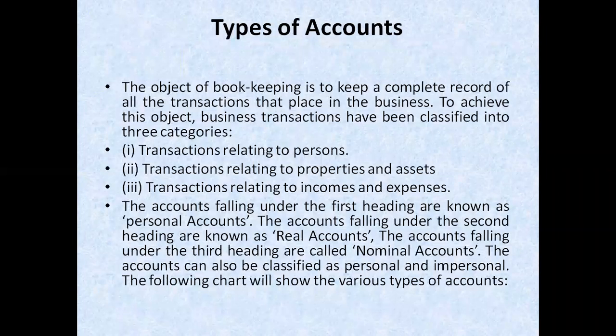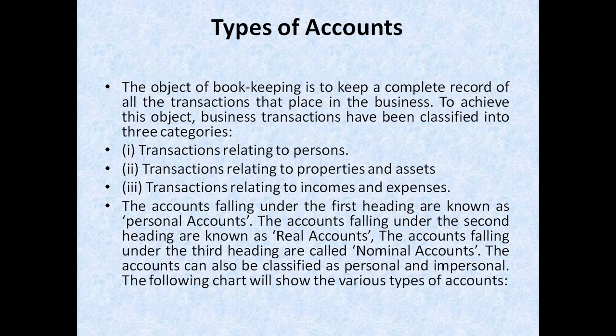So types of accounts. Basically, the object of bookkeeping is to keep complete records of all transactions that take place in the business. Every business has objectives, and bookkeeping also has the objective to maintain the complete record of all transactions which have taken place in the business. To achieve this objective, business transactions have been classified into three categories: transactions related to persons, transactions related to properties and assets, and transactions related to incomes and expenses.